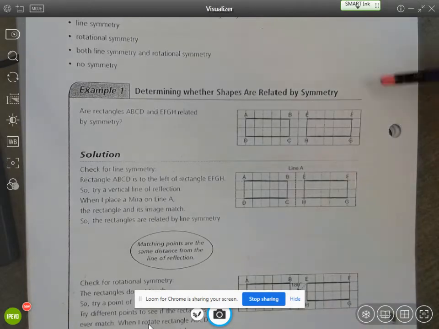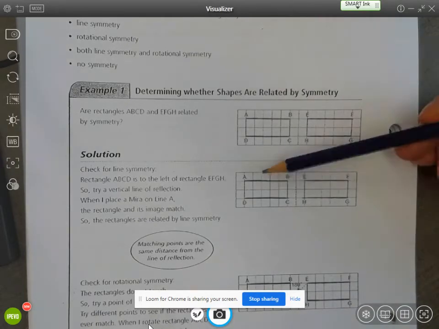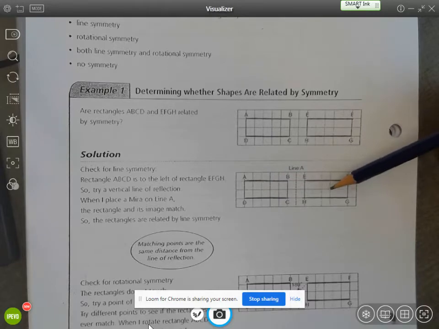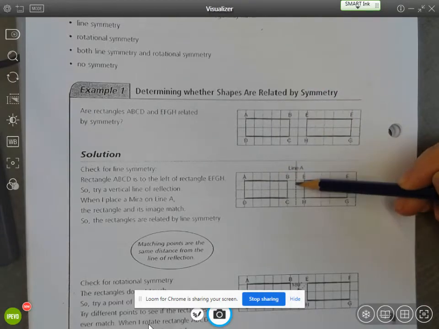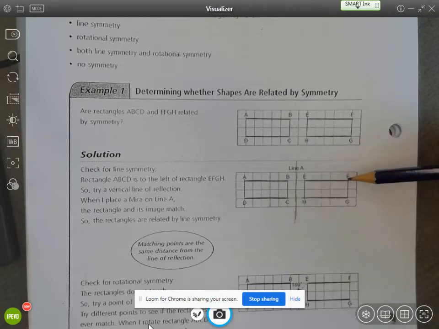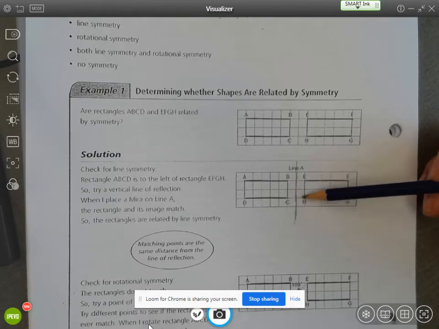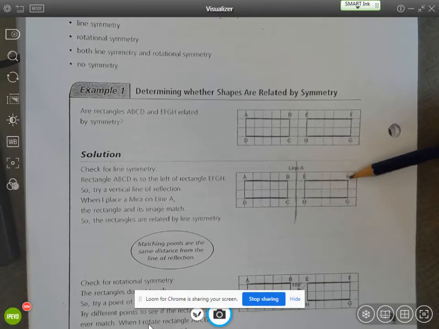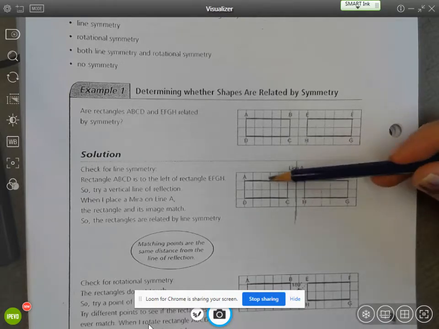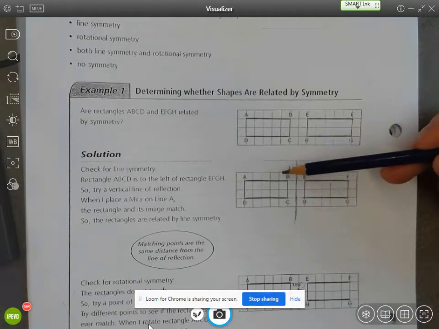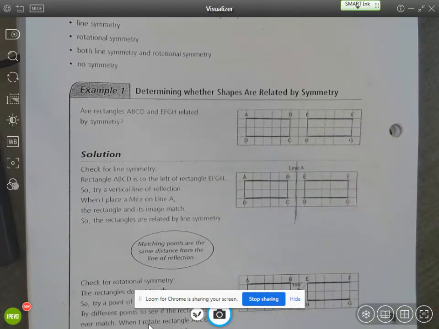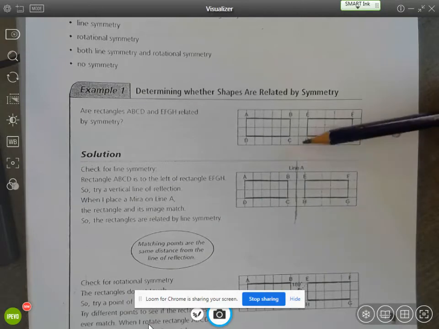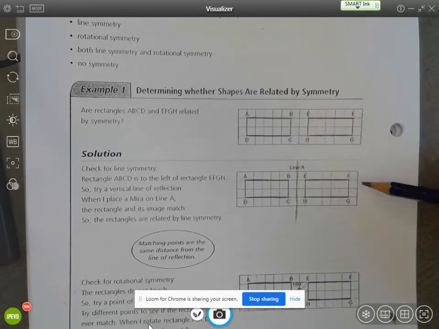If we look at line symmetry first, we're going to see that the rectangle ABCD is to the left of EFGH. So I'm going to try a vertical line of reflection. If I were to flip this shape over this line, I can see that E is one away, B is one away, H is one away, C is one away, F is 1, 2, 3, 4, 5, 6 away, and A is 1, 2, 3, 4, 5, 6 away. So the sides that are supposed to be proportional are matching each other in length. If I flip it, it will land on each other. So I can say that they are related by line symmetry.